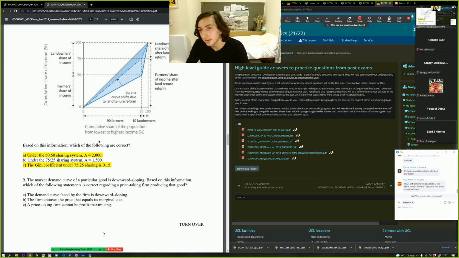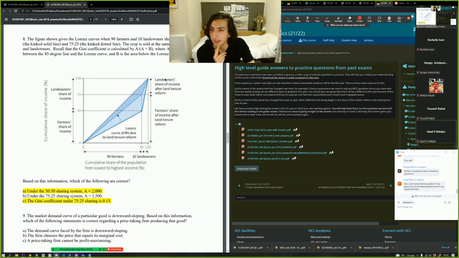Based on this information, which of the following are correct? So what we're essentially saying here is that A is the area between the perfectly diagonal line and the Lorenz curve, and B is the area underneath. Under the 50-50 sharing system, let me look at the entire question. You can see there are 90 farmers and 10 landowners, sharing 50-50 and then 75-25. We want to calculate the area underneath. For the 50-50 sharing system, it's the solid blue line, so we're going to calculate the area underneath that.